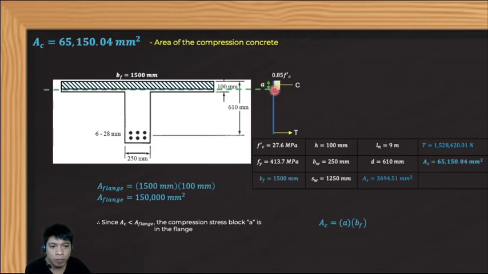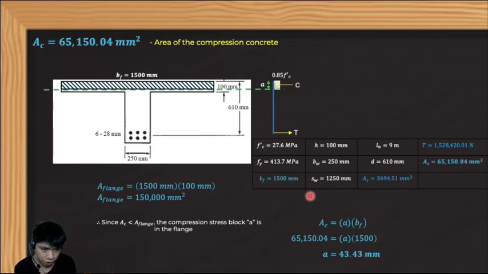So, di ba nga area ng compression concrete is equals to A times B sub F, no? Itong rectangle lang naman to na naka-shade, guys, yan lang. Okay, then i-substitute natin guys si A sub C at saka si B sub F kasi nga na-compute na natin sila. Okay, so A sub C natin is 65,150.04 square millimeter at B sub F natin is 1,500 millimeters. Ito yung given guys dito sa taas. Ayun, so bali no, yung A natin will be computed and that will be 43.43 millimeters. Okay.